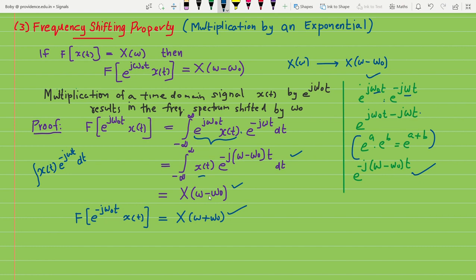That is the frequency shifting property of the Fourier transform.